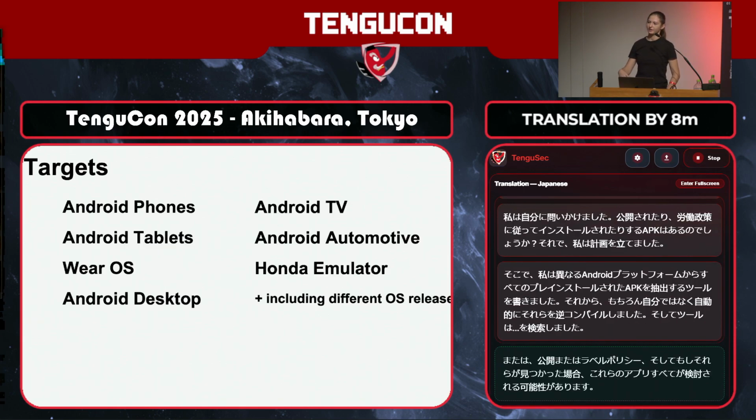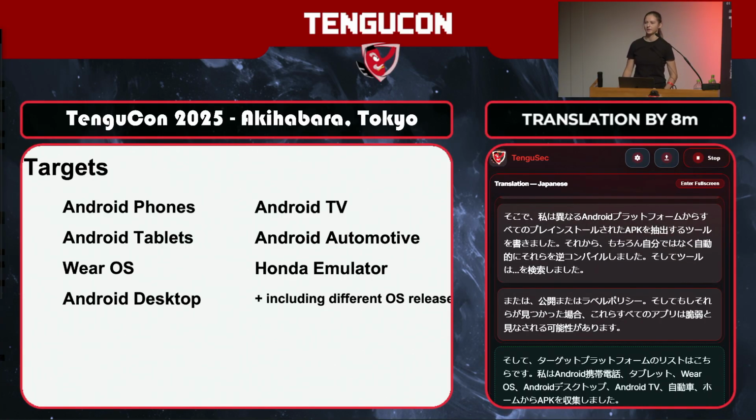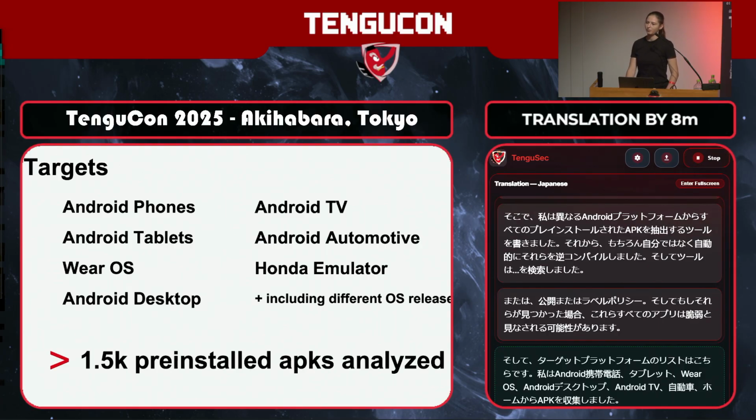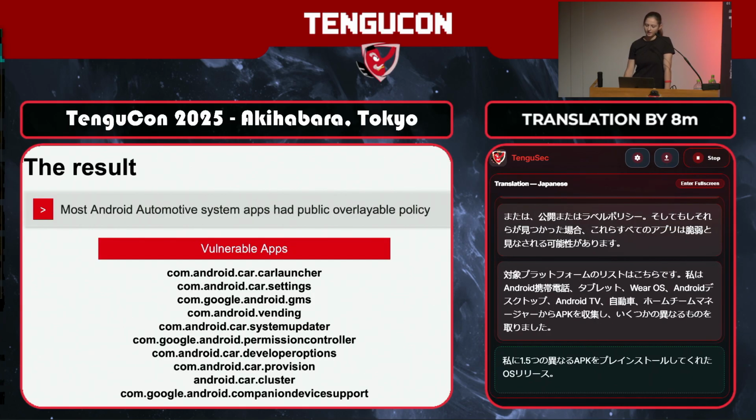And here's the list of target platforms. I gathered APKs from Android phones, tablets, Wear OS, Android desktop, Android TV, Automotive, and the Honda emulator, and I took some different OS releases, which gave me 1.5 million different pre-installed APKs. So my tool analyzed all of them, and here are the results.